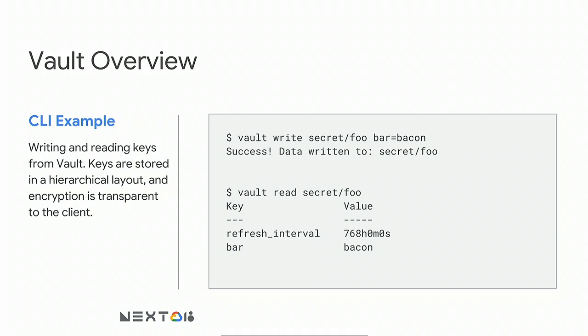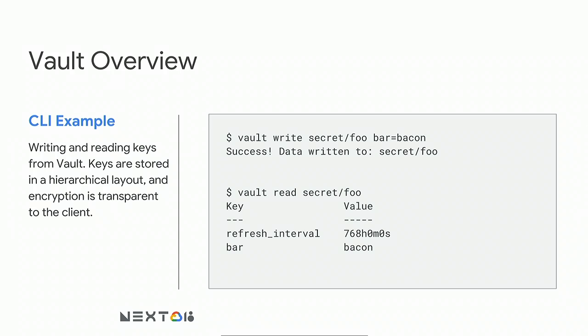Like I said, it's sort of a hierarchical file system. So in this case, secret is sort of a directory, and foo is the sort of file, the leaf node we're writing to. And then we can write opaque values. So we're writing bar is equal to bacon. But you could imagine that would be, username is Armand, password is 1234, as an example.